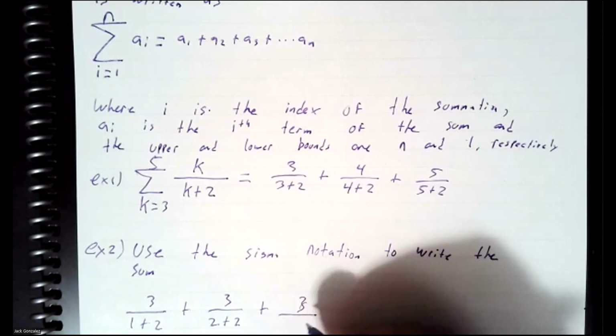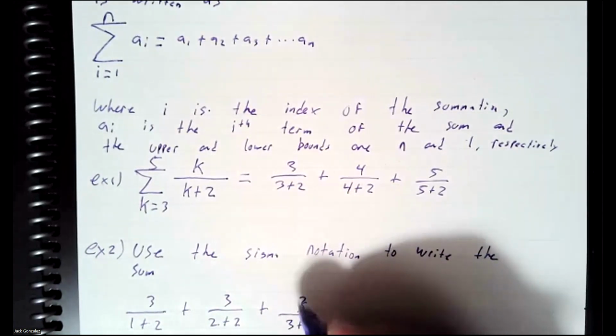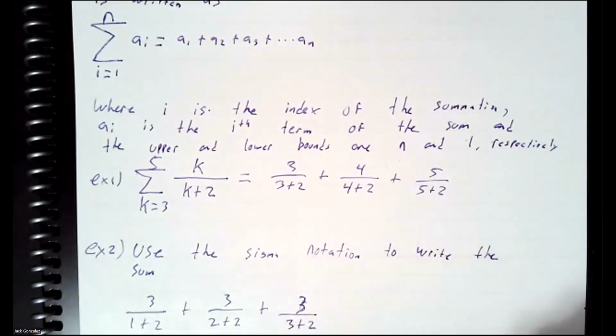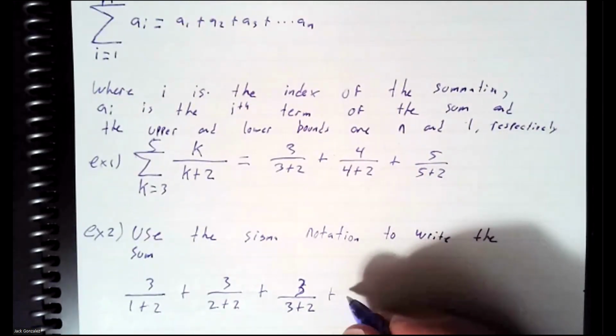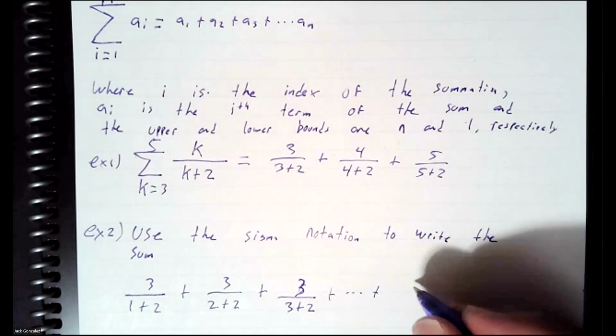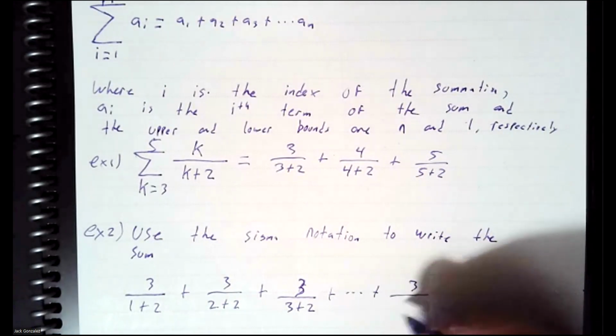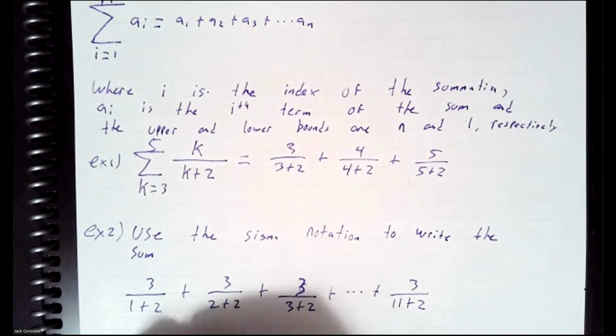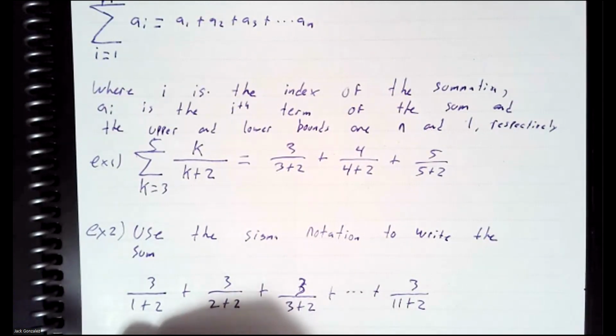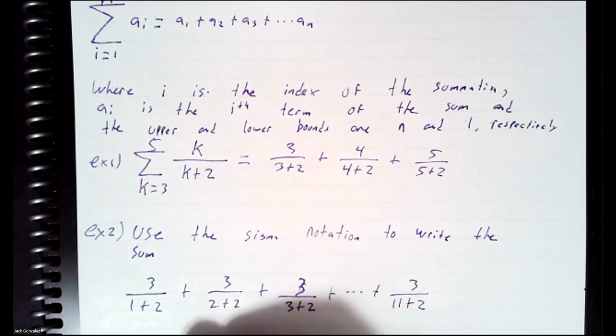So this is what this is. That's supposed to be a 3 right there, and it goes all the way until 11 plus 2. So change this into a formula, a summation. So the answer, what do you think?